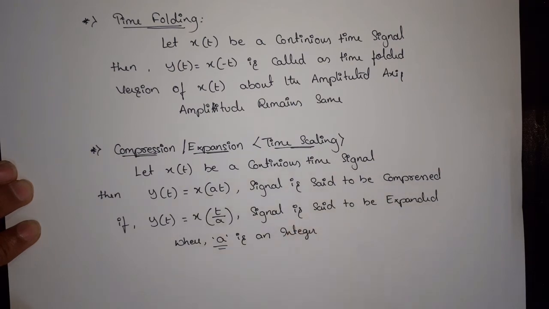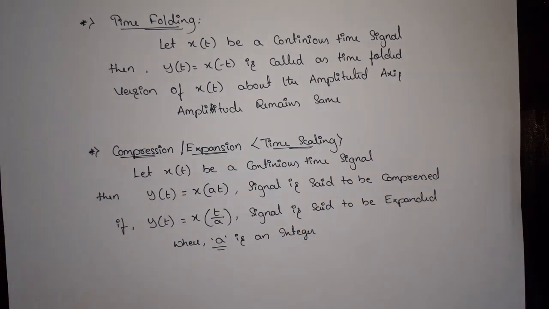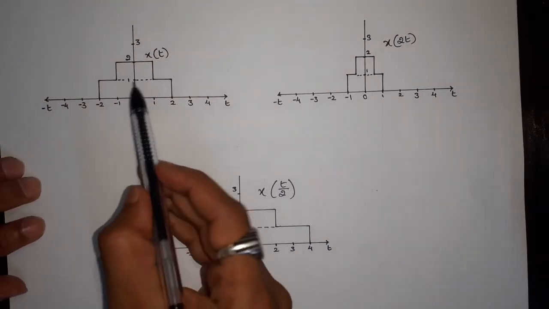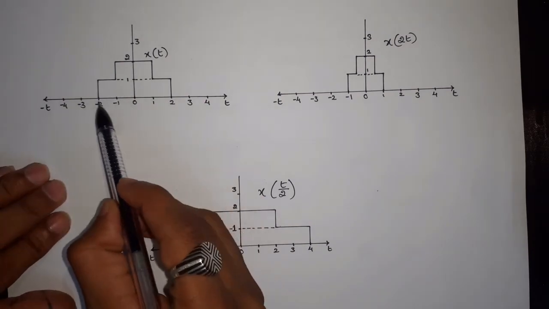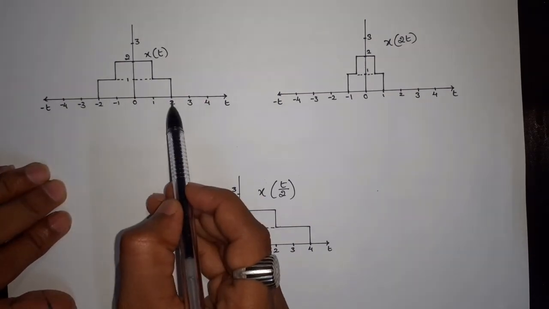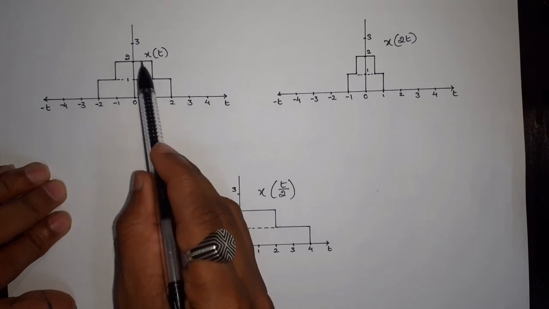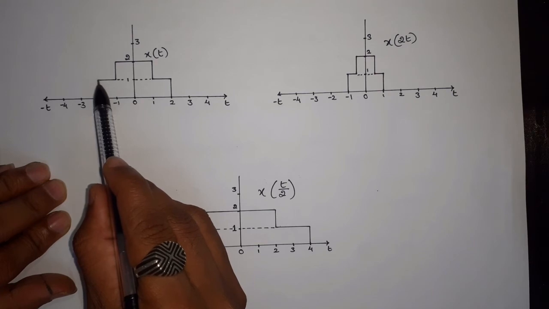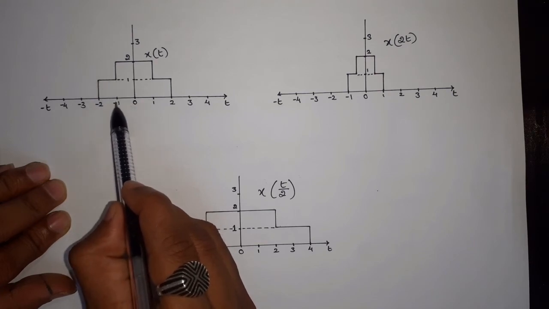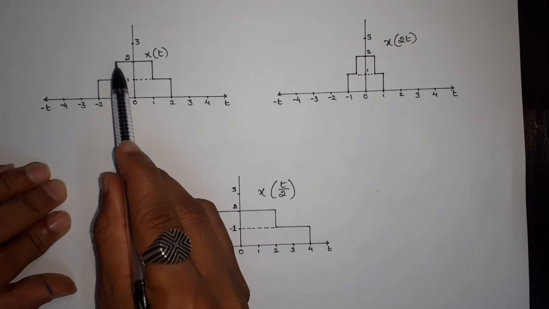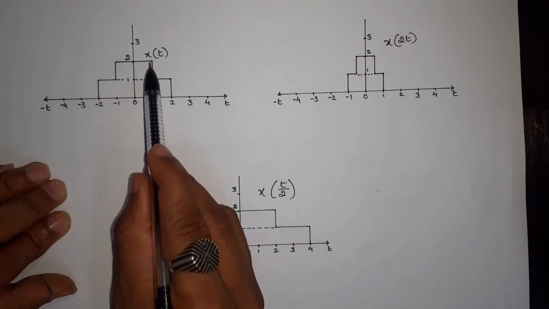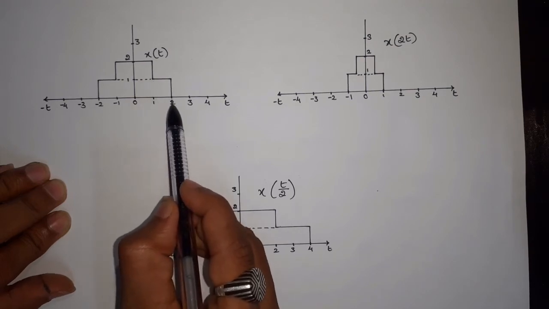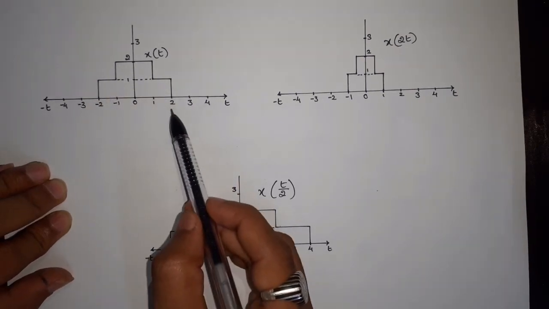To understand this better, let us consider an example where we have x of t. x of t starts at -2 and ends at +2 with an amplitude step. It starts at -2 with amplitude 1 and remains 1 till t is equal to -1, and it rises to amplitude 2 till +1, and again is at amplitude 1 from +1 to +2. This is the actual signal x of t.